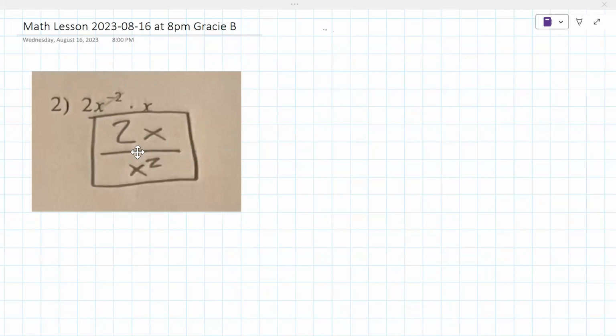Correct, but this is not the correct final answer. There's an x to the 1 here, and there's a property: if you have x to the n over x to the m, it becomes x to the n minus m power. So this becomes 1 minus 2, which is -1, unless I'm missing something here.